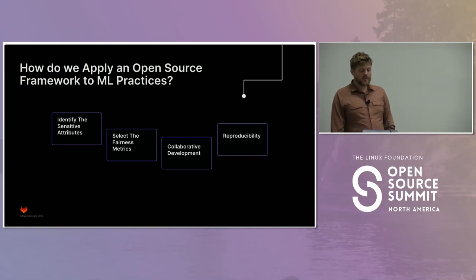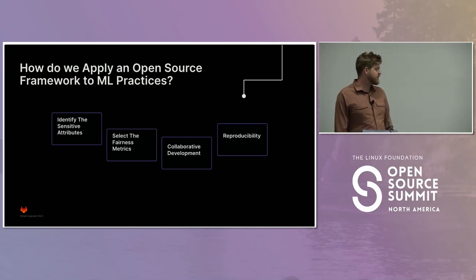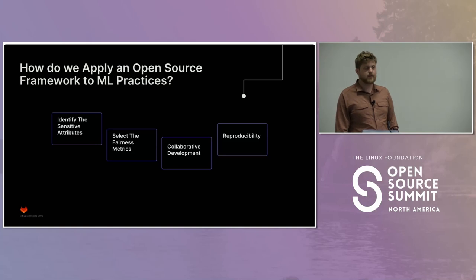So how do we apply an open source framework to machine learning practice? Firstly, identify the sensitive attributes, select the fairness metrics, collaborate on development, and set up for reproducibility. So applying the open source framework is essential for an equitable future. By identifying the sensitive attributes that may cause bias in a model, we can then select the appropriate fairness metrics to evaluate its performance. Collaborative development, which involves diverse and inclusive teams, can help ensure that ethical considerations are prioritized throughout the development of the process.